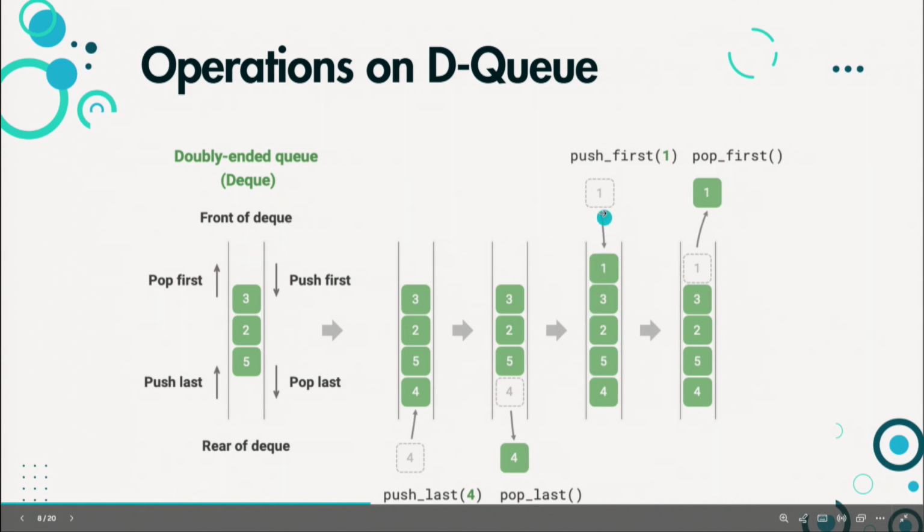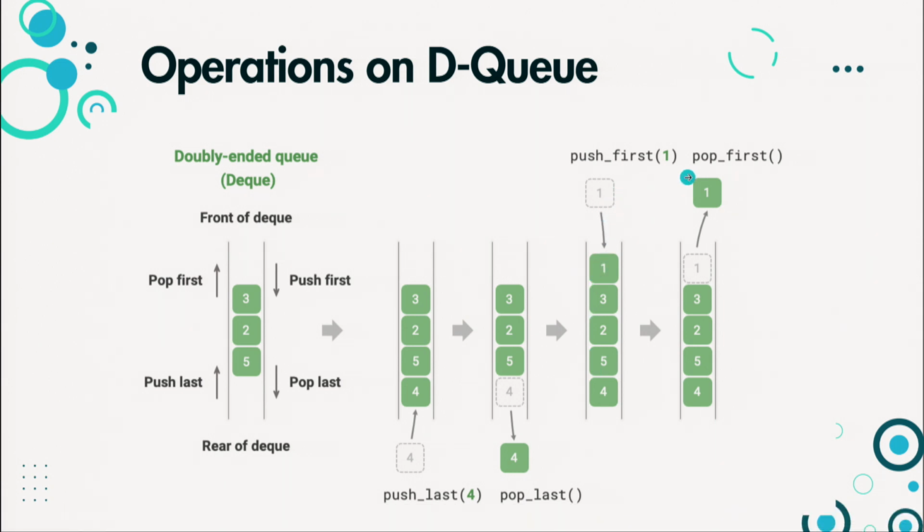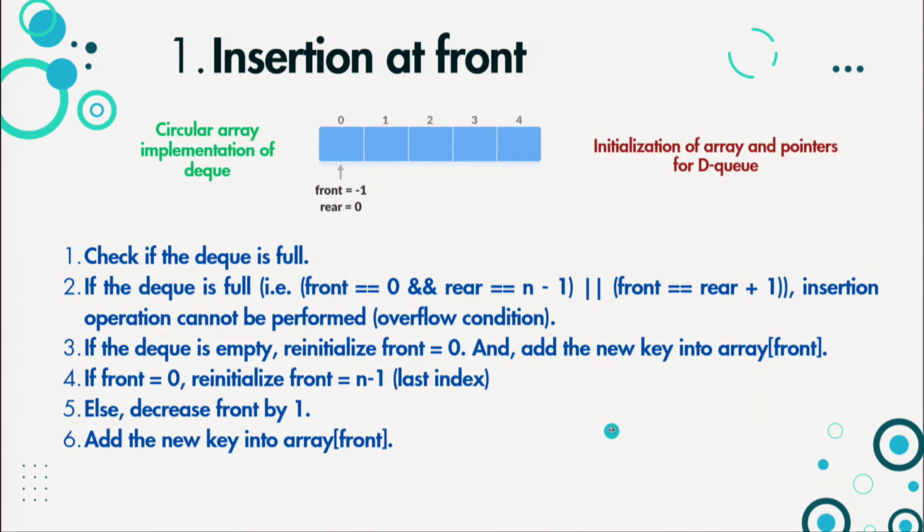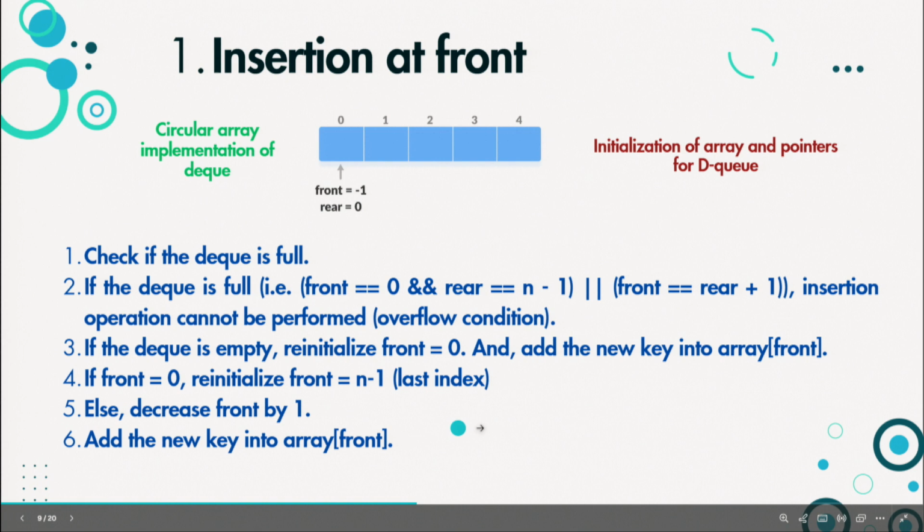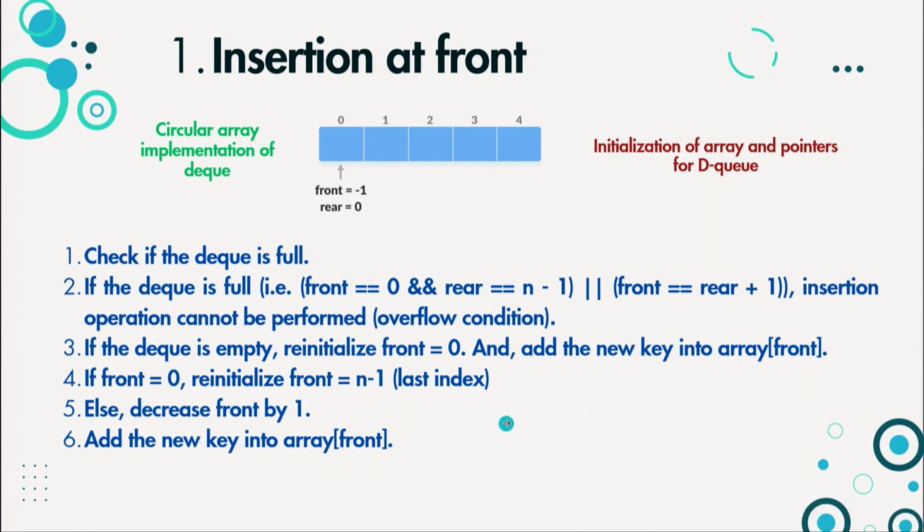Again I do a push first of 1. So, the 1 has to be added in the first position, and then I am supposed to do pop first, and so 1 has to be removed out of this DQ. So, these are the 4 important operations which make up your DQ ADT. Now, let us focus in detail on how to do insertion at front. We are going to see this with an algorithm.